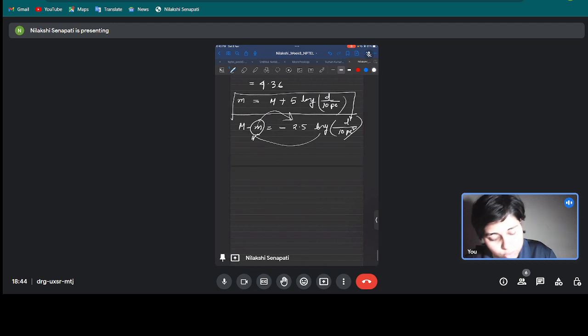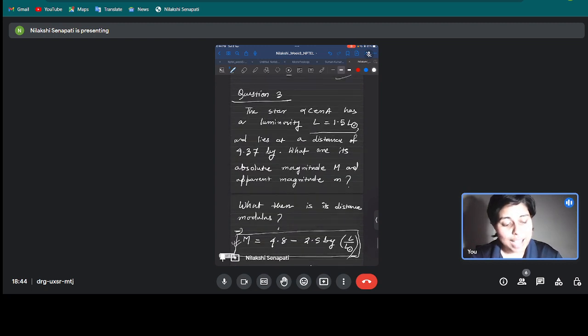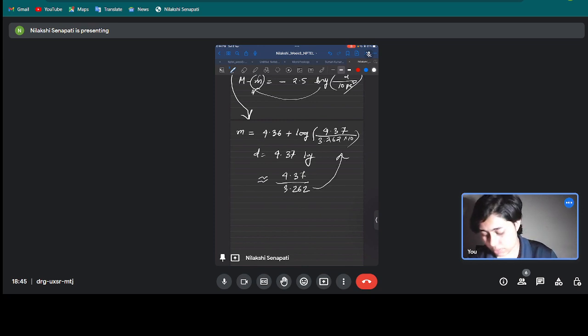Then if we do that, m is equal to 4.36 from this plus 5 log of 4.37 by 3.262 into 10. Why am I writing this? Because it is given in the question that the distance is 4.37 light years, that means d is equal to 4.37 light years. And if you want to convert it directly into parsec, just divide the length in light years by 3.262, and then you get it in parsec.